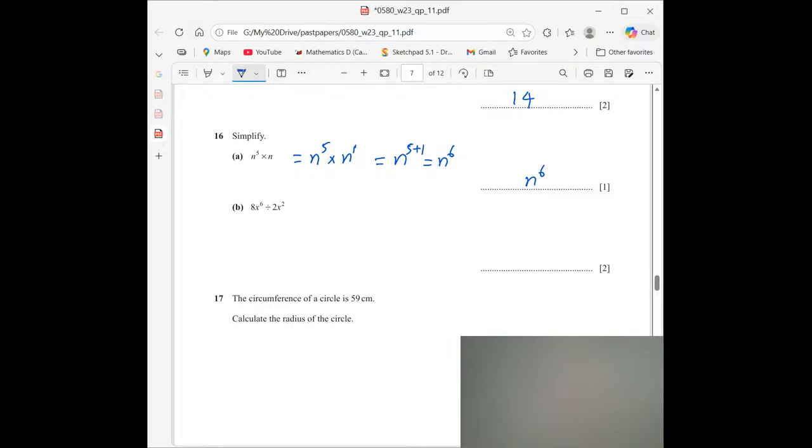So we write the base ones and add the powers. 5 and 1 powers are added, so they make n power 6. So this is the answer. Now we can see what is next. These are simple algebraic problems.